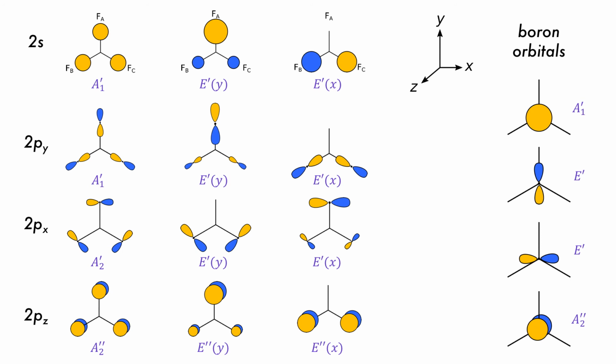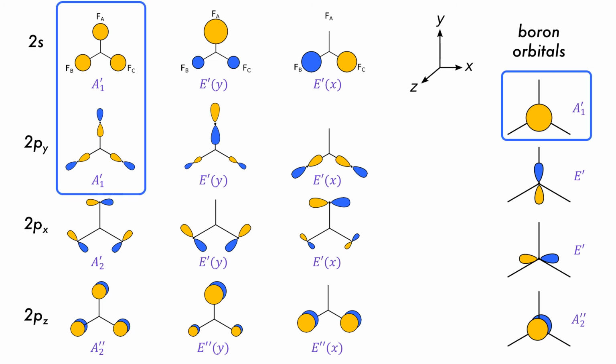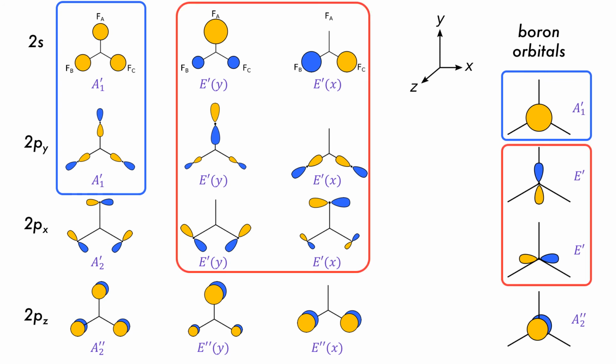The symmetry of the central boron atomic orbitals needs to be known so that the energy and symmetry appropriate molecular orbitals can be formed. There are 2 group orbitals and 1 atomic orbital with A1' symmetry, 8 orbitals with E' symmetry, 2 atomic orbitals, and 6 group orbitals. Finally, we have 2 orbitals with A2 double prime symmetry, 1 each from boron and the group orbitals. This leaves us with 3 group orbitals without symmetry-matched pairs, which will be non-bonding.